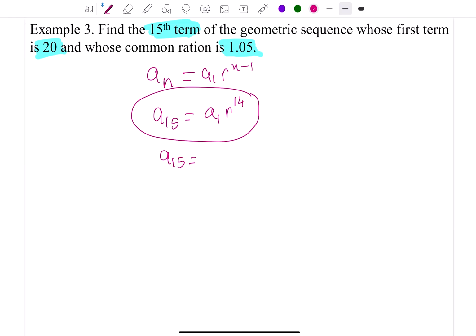We're going to plug in a1, the first term, which is 20, and r is 1.05 raised to the 14th power. We can use a calculator to figure this out. It's going to be 39.599, and that's going to be the 15th term of this geometric sequence.